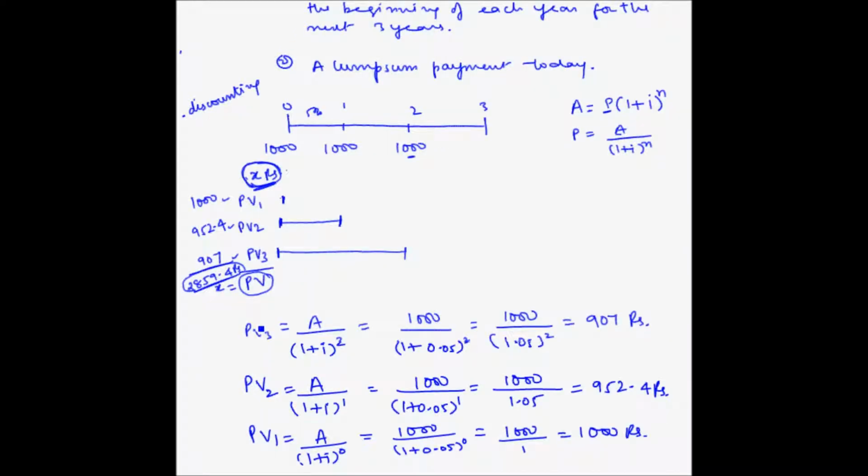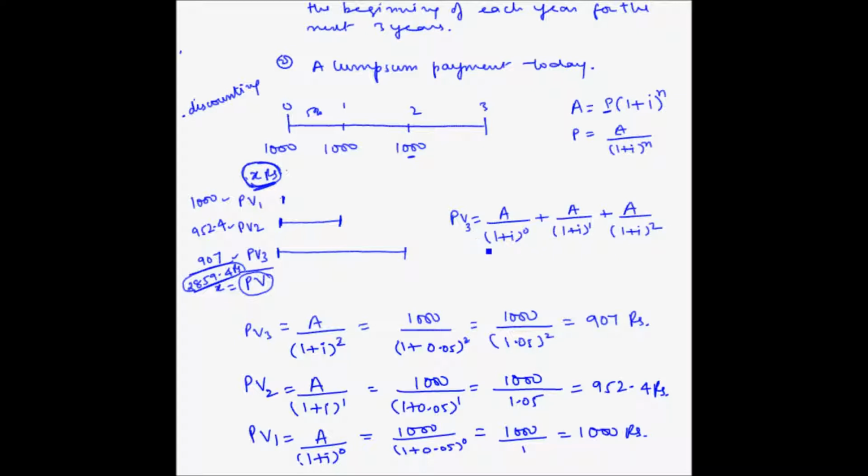So here basically what we have done is we have found the present value by adding up PV1, PV2, PV3, and PV1 is nothing but A divided by 1 plus i to the power 0. Now this present value is for 3 years, so it was A divided by 1 plus i to the power 0 plus A divided by 1 plus i to the power 1, plus A divided by 1 plus i to the power 2.